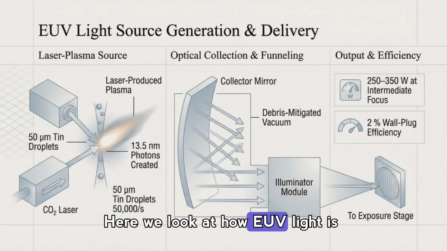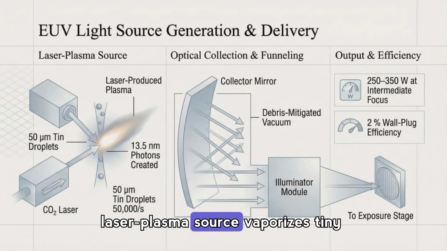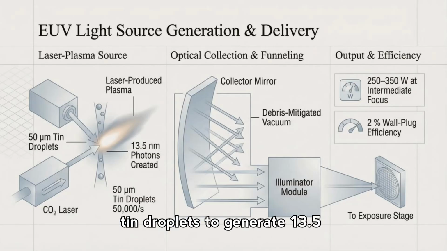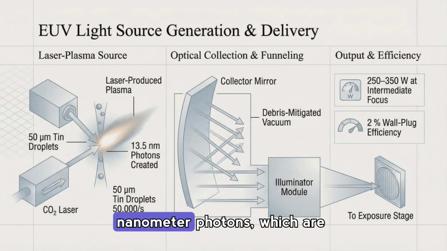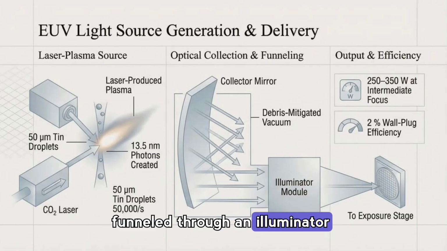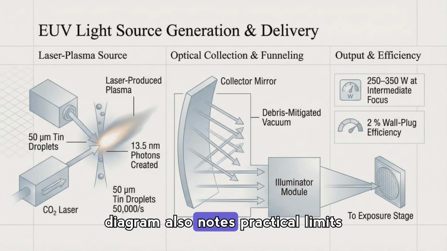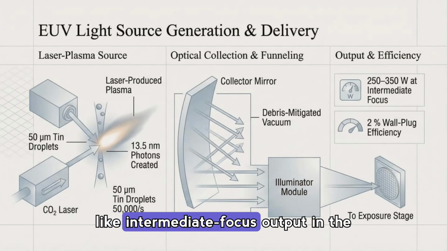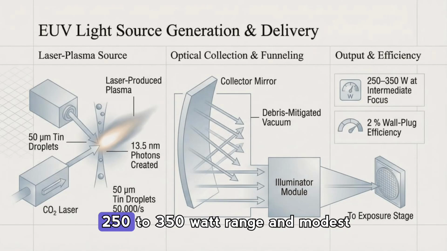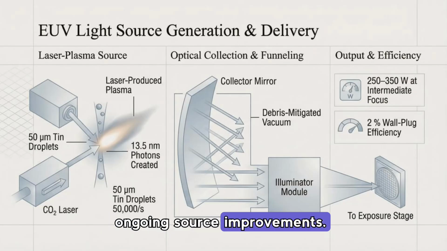Here we look at how EUV light is actually created and delivered. A laser plasma source vaporizes tiny tin droplets to generate 13.5 nanometer photons, which are captured by a collector mirror and funneled through an illuminator module into the exposure stage. The diagram also notes practical limits like intermediate focus output in the 250 to 350 watt range and modest wall plug efficiency, which drive ongoing source improvements.